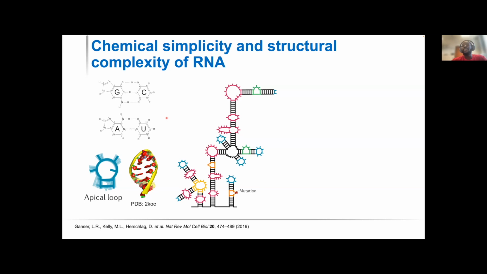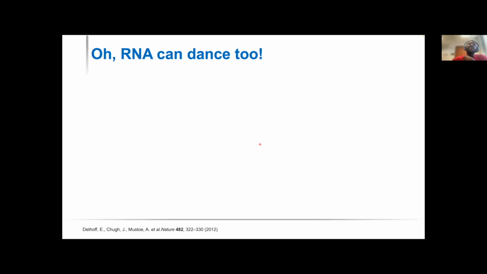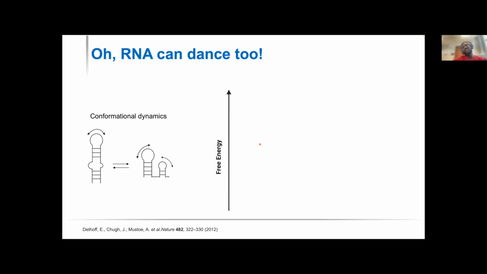And it gets even more complicated if you have large RNAs where you can have all these motifs like apical loops, bulges, three-way junctions, and so on and so forth. And just to add on to this complexity, some RNAs can dance, in the sense that some RNAs can undergo conformational change or conformational dynamics between two secondary structures. And in part, this is because RNAs have the ability to sample different conformations.